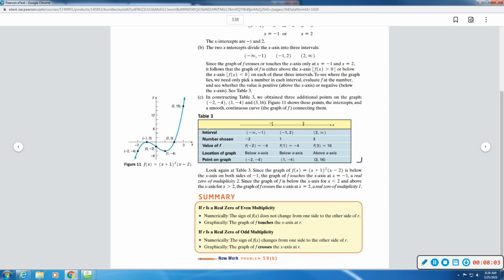So they might show us another example. The way this one crosses, the zero was 2, and we can see here x minus 2, that's an odd power, so it will cross. And if it had a 3 or a 5, it would be the same.